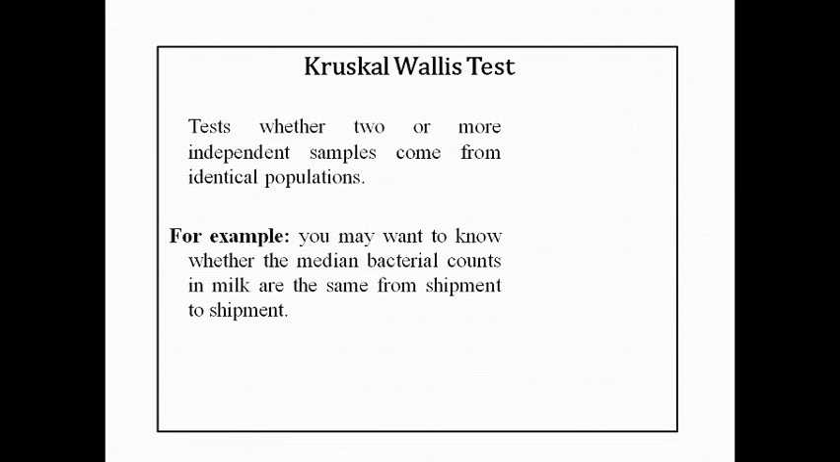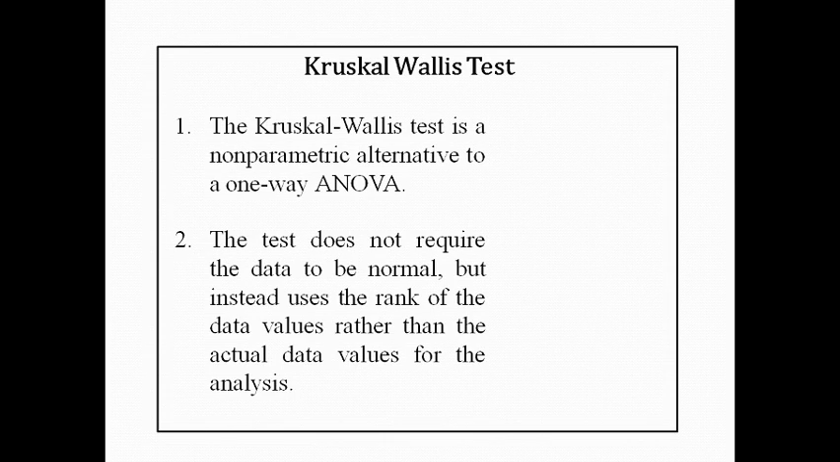For example, you may want to know whether the median bacterial counts in milk are the same from shipment to shipment. There are two shipments, and you want to compare the bacterial counts in milk. Already we have seen that in non-parametric tests we check the median, not the mean. So if our interest is like this, then we can use the Kruskal-Wallis test.